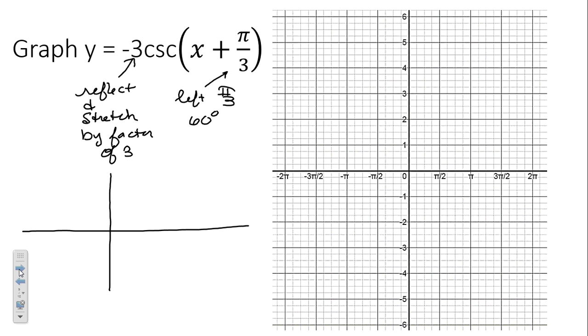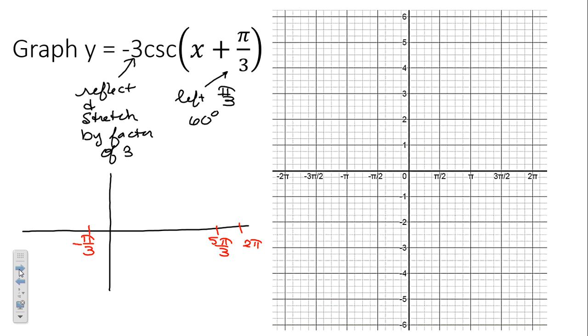Now cosecant is 1 over the sine. So we want to go pi over 3 to the left. And we're going to do 1 full period. So what would be pi over 3 short of 2 pi? That's 2 pi minus pi over 3, 5 pi over 3. So we're going to end up at 5 pi over 3. That's going to be one full period. This is negative pi over 3. We're shifting it left pi over 3. So my 2 pi would be over here somewhere. We're just going to show one full period, and we're good.